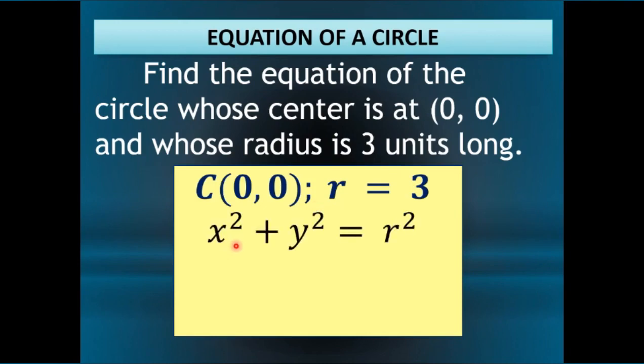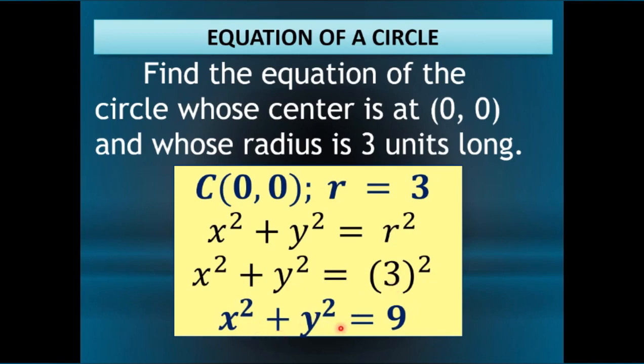And then we use its standard form, which is x squared plus y squared is equal to r squared. We substitute the value of our r, which is 3. So we have x squared plus y squared is equal to 3 squared. Simplifying 3 squared gives us x squared plus y squared is equal to 9. So the equation of the circle whose center is at 0, 0, and whose radius is 3 units long will be x squared plus y squared is equal to 9.